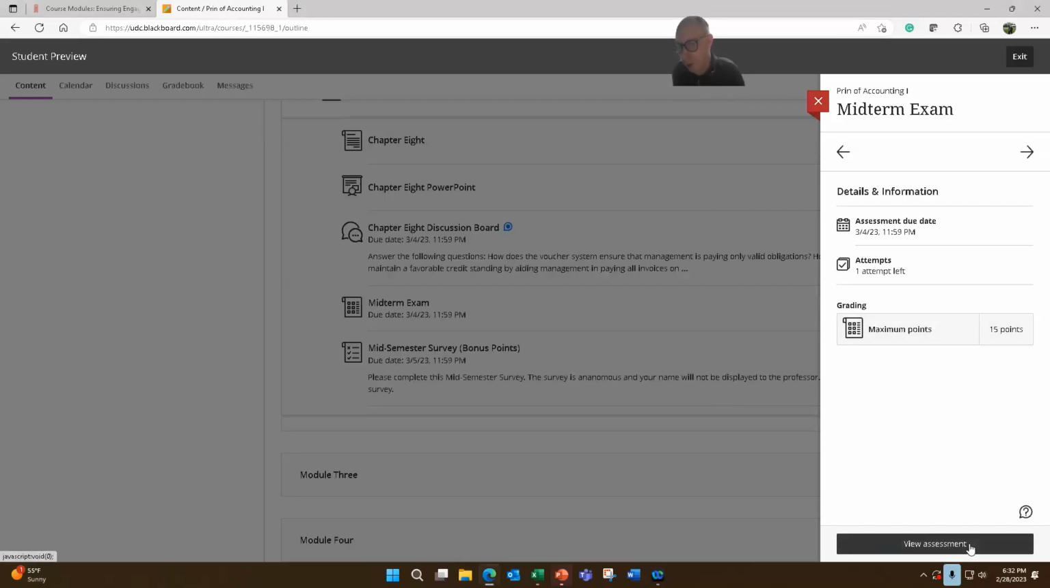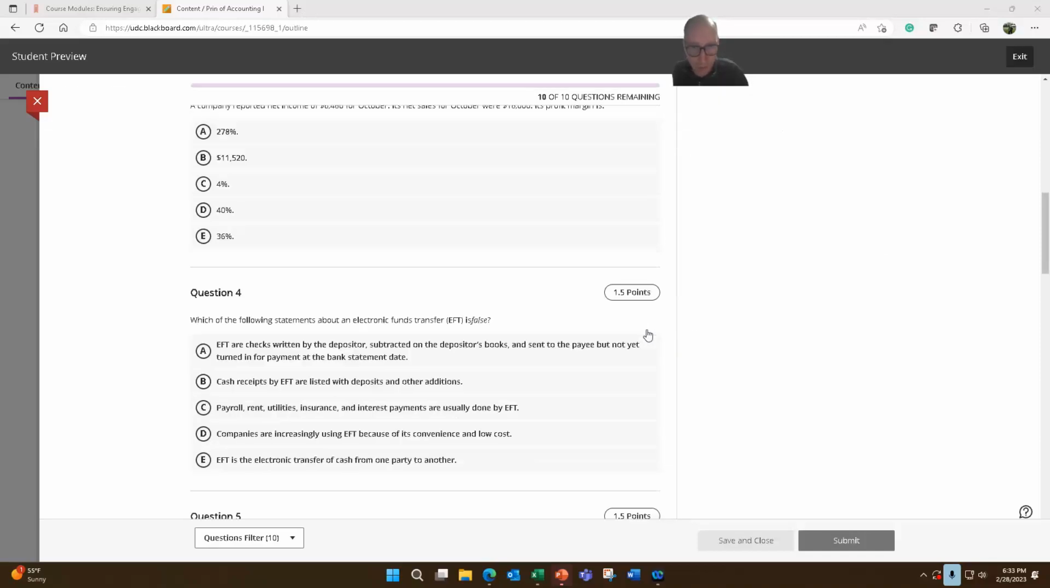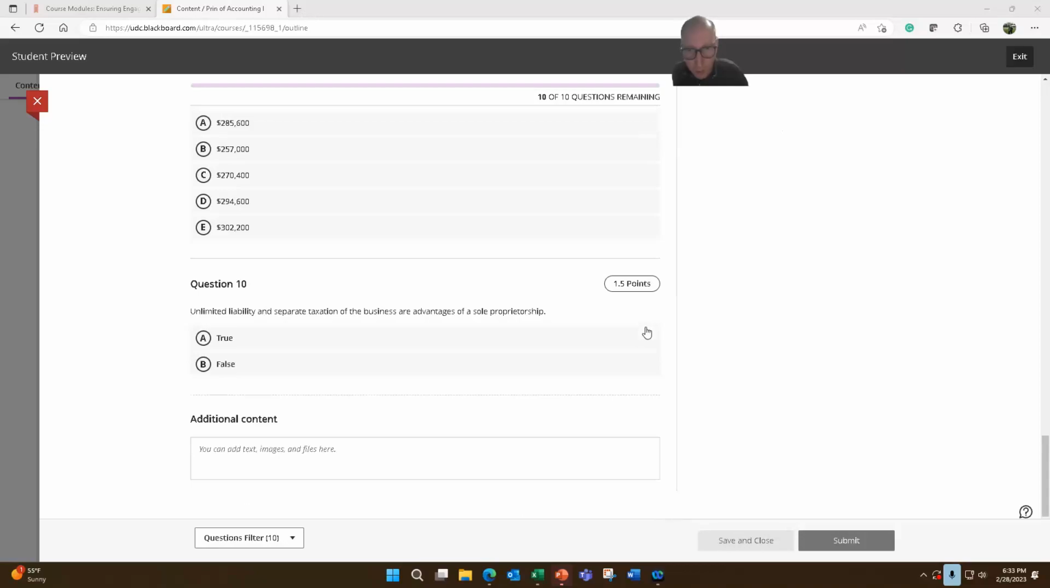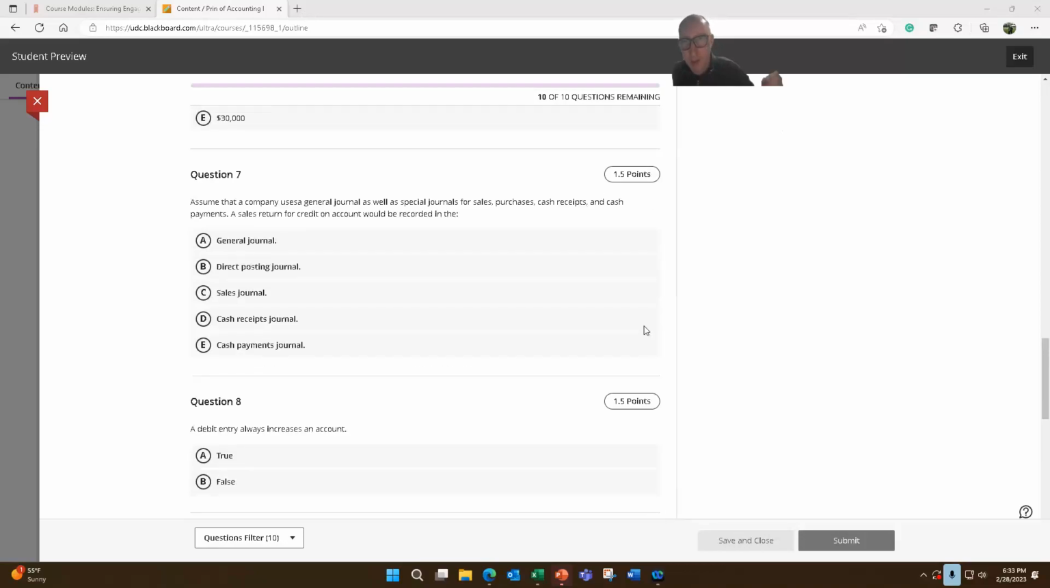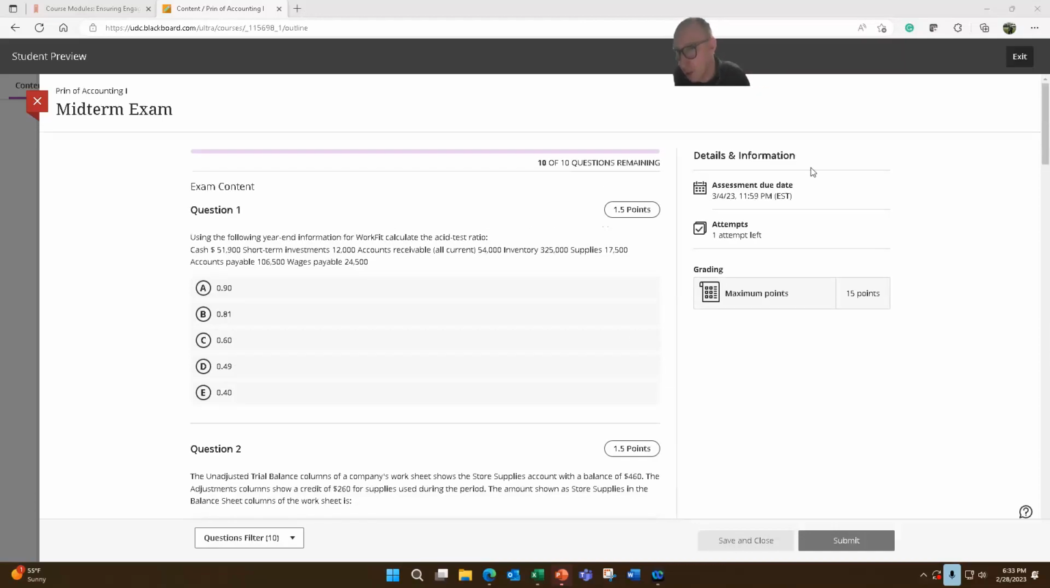So open up the assessment. The exam looks like this. I'm going to walk through this with you, so if you have questions, unmute your mic, ask your question. This is your time. You'll notice there are roughly 10 questions, and they're worth 1.5 points each. That's high stakes, y'all. This is 15 points total.